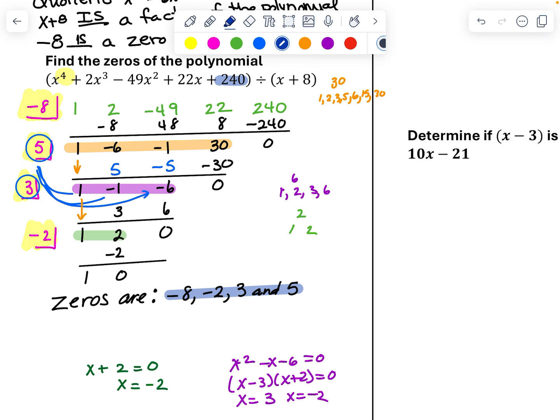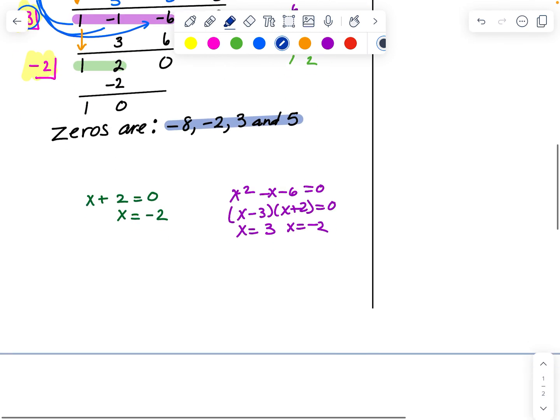So, find the zeros of the polynomial. We did it. Fabulous. All right.